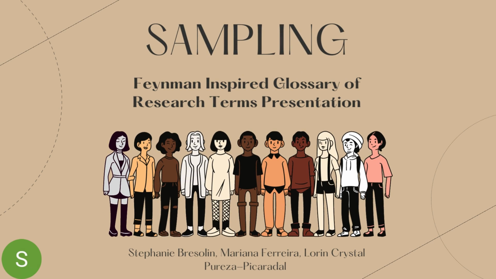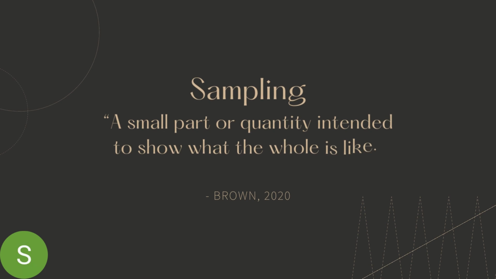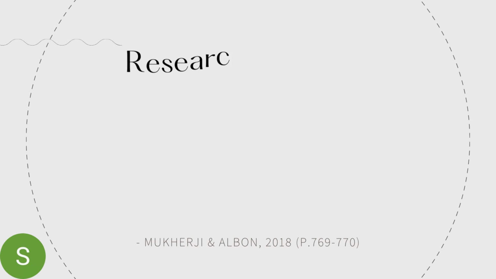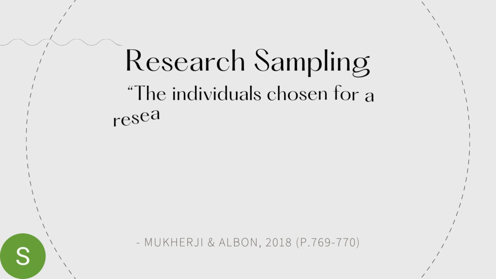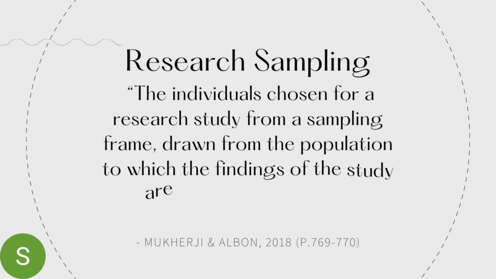For our FAME-inspired glossary of research terms presentation, we will be discussing sampling. In a general sense, sampling can be defined as a small part or quantity intended to show what the whole is like. In research specifically, it can be defined as the individuals chosen for a research study from a sampling frame drawn from the population to which the findings of the study are designed to apply.